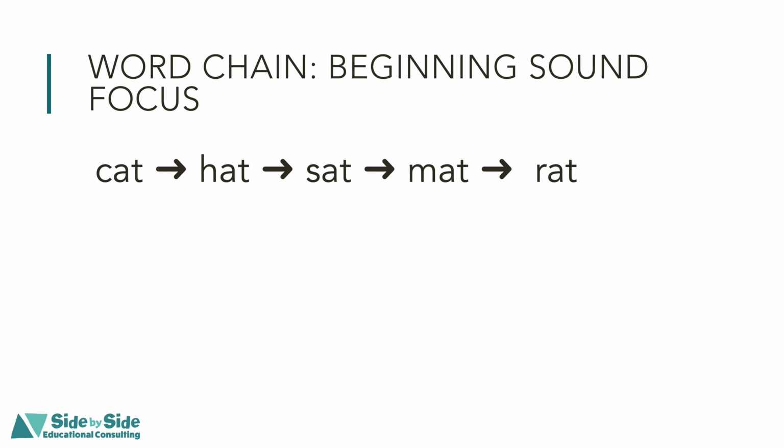We go from cat to hat to sat to mat to rat. In that word chain, we are focusing only on changing the beginning sound. That's the first level, or easiest level, most supportive level for kids, is to begin just with changing beginning sounds. Once kids are becoming more adept at that, you can move on to the next level of word chaining.